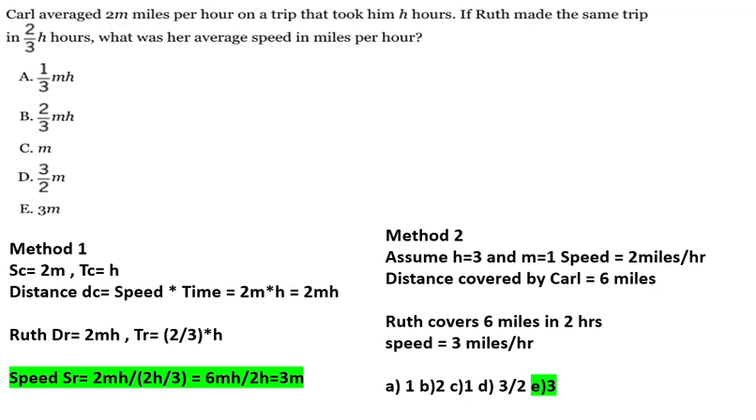So now you will have to plug in the value of m and h in each of those options, and you will have to see which of those options gives you the answer of 3 miles per hour, and that is ideally your answer. So substituting all this across, we see that option E gives us the right answer of 3. So in both these methods you get the same solution. So the answer is option E, 3m.